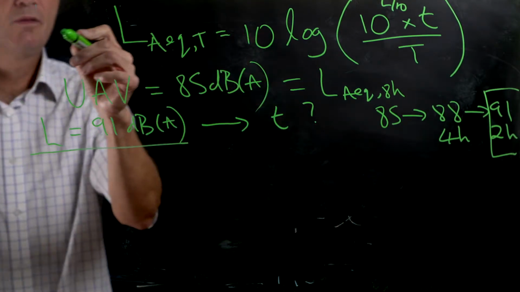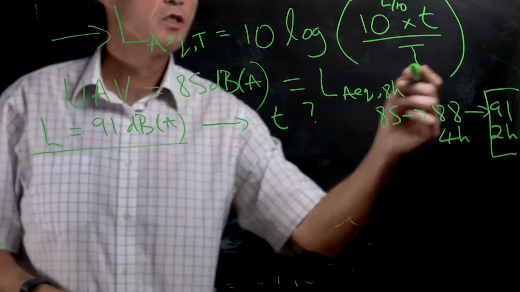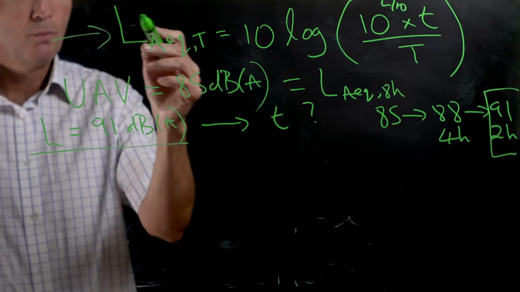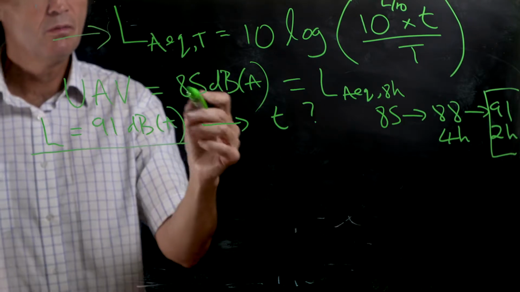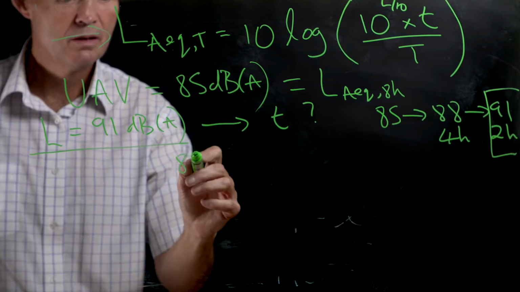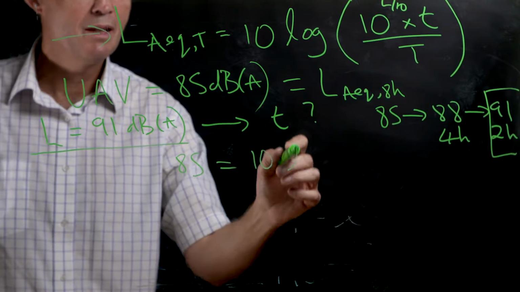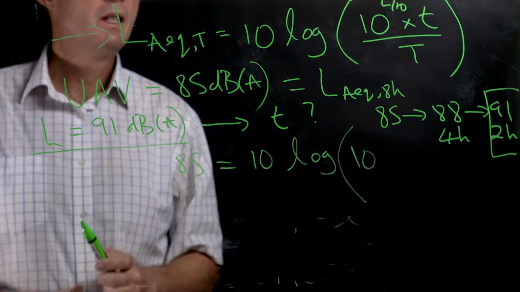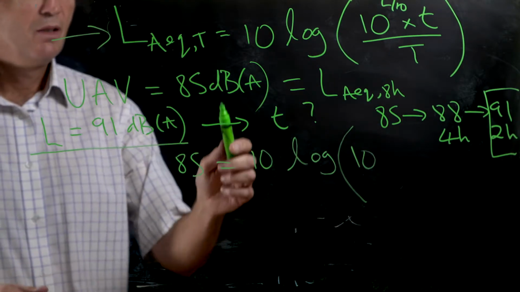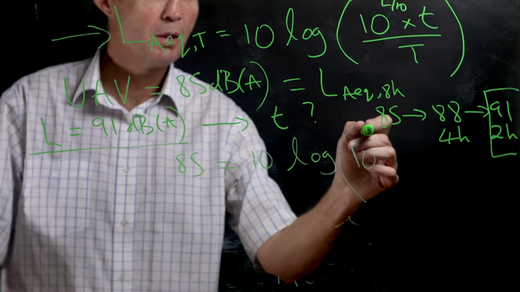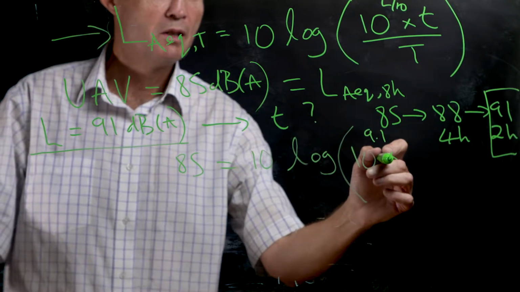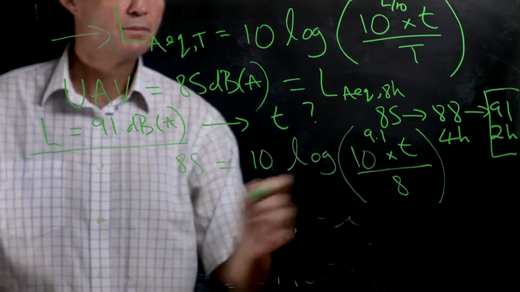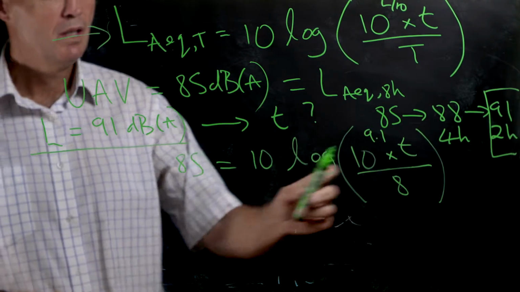So in this particular formula here, we need to rearrange this formula for little t, which is this parameter here. So putting the figure in here for your Laeq, which is set at 85, we end up with 10 log, and then we have 10 to the L over 10. In this particular case, the L is 91, so that becomes 9.1, times little t, which is what we want to find, all divided by 8 hours. So the problem, therefore, is finding this t.